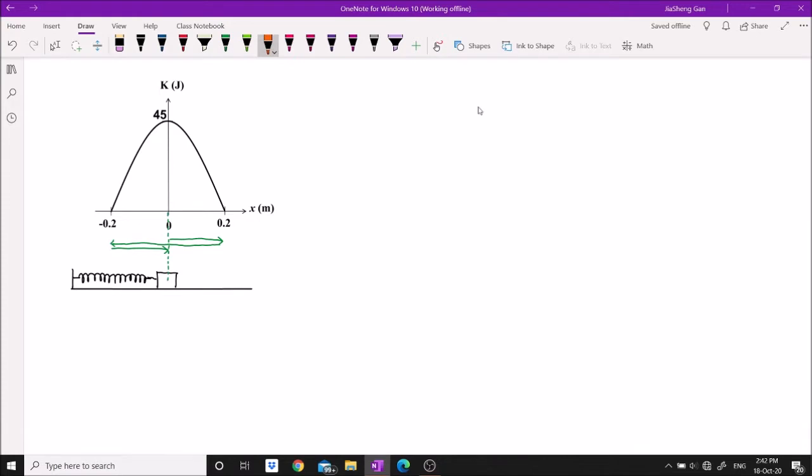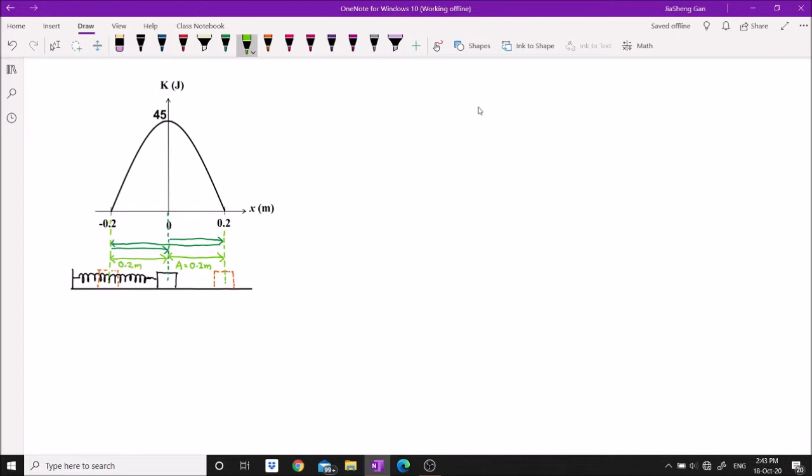So let me draw two images of the block in different positions. One is at this amplitude and another one over here. Our mass here will be oscillating around these regions. So we can say that this will be our amplitude, and our amplitude is 0.2 meter. Amplitude works on both sides, so you have 0.2 meter as well.